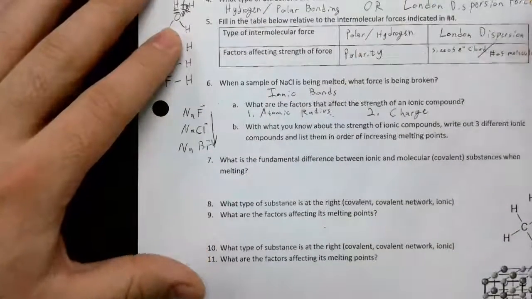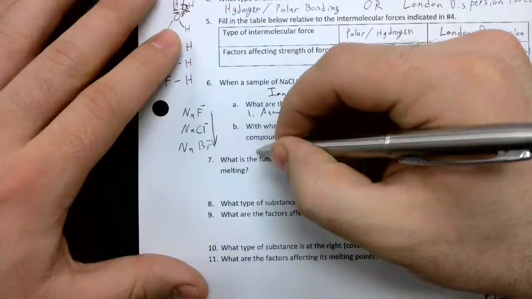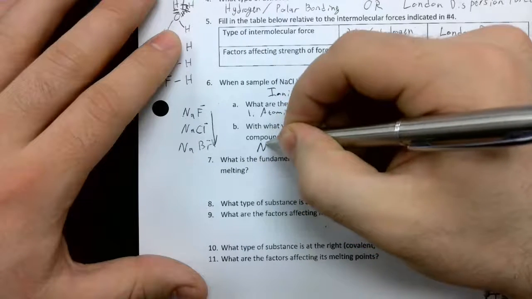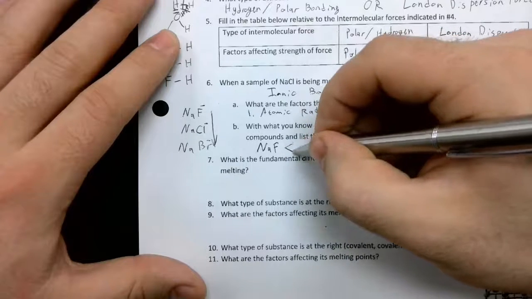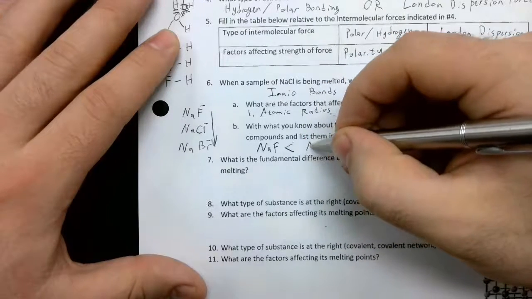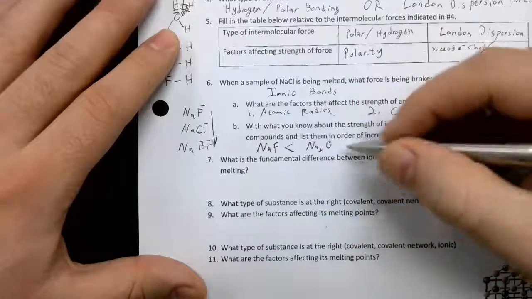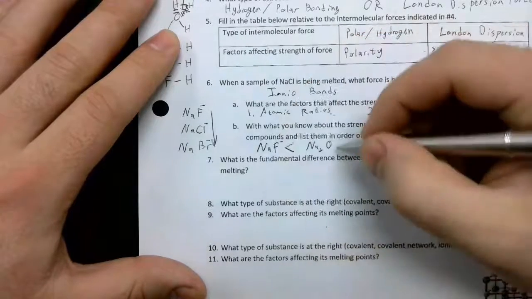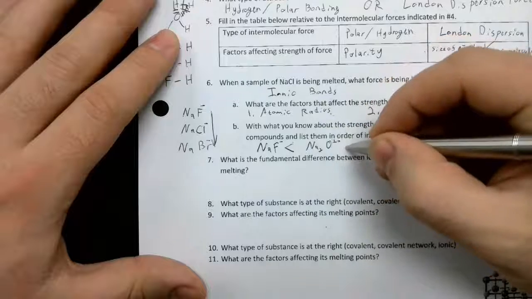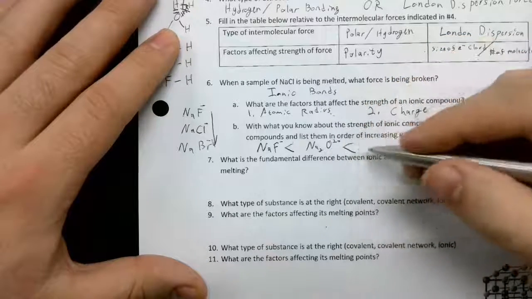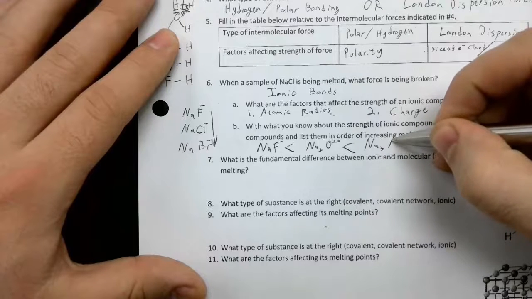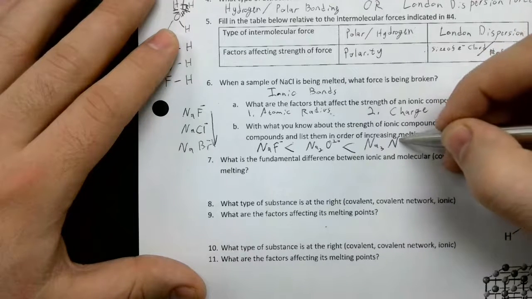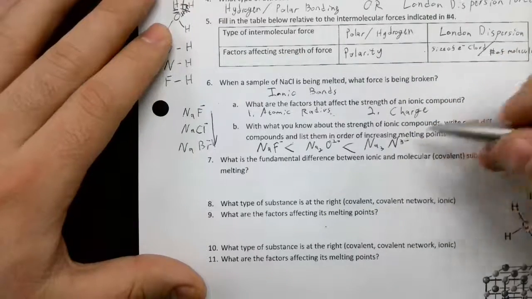But what about the charge? How about this? Well, I could have a NaF. This is going to have a lower melting point than something like Na2O, and that's because fluorine has a -1 while oxygen has a -2. And that's still going to be a lower melting point than something like Na3N, because that nitrogen is going to have a -3 charge. So the bigger charge, the stronger it's going to pull in.